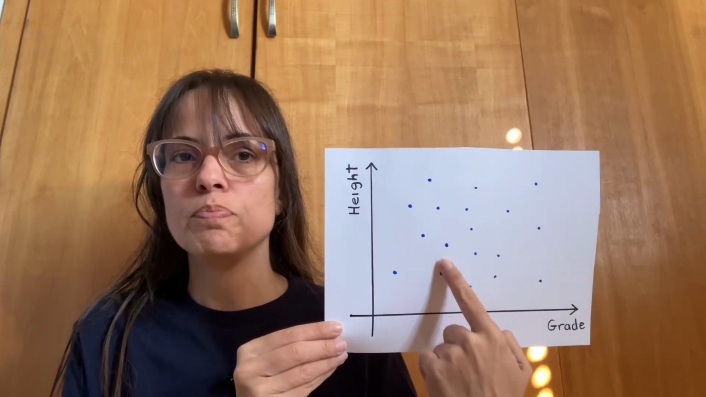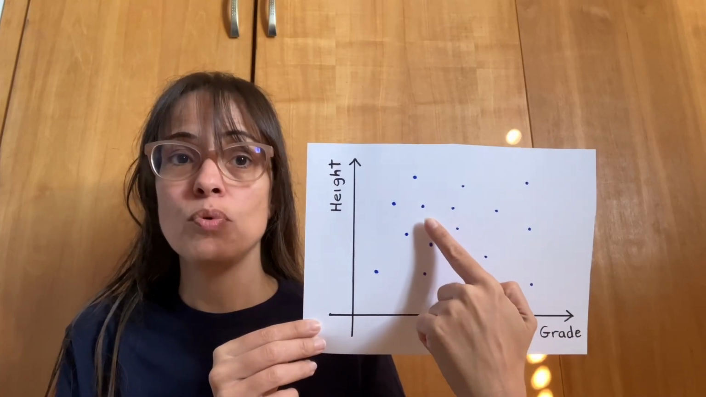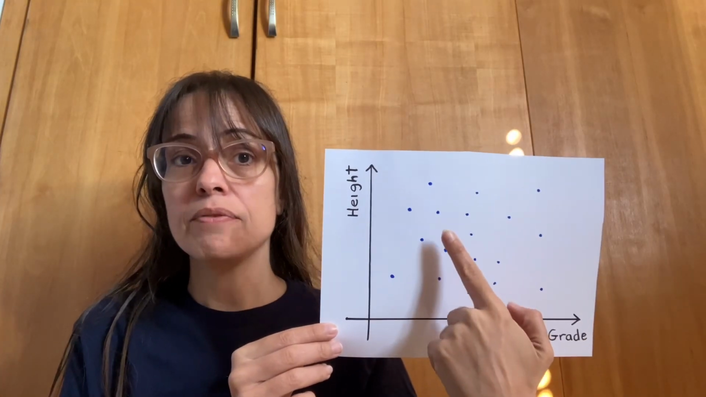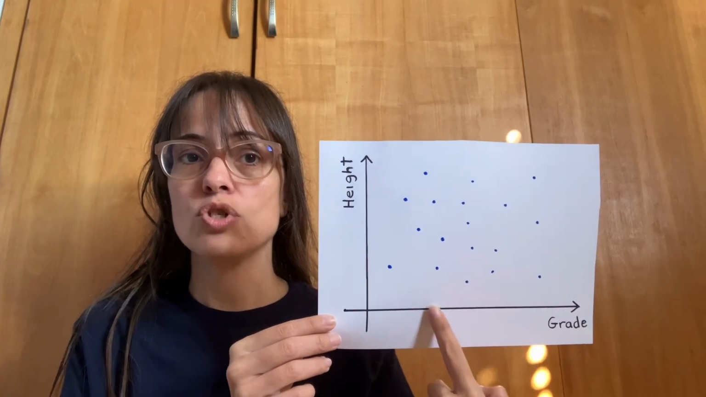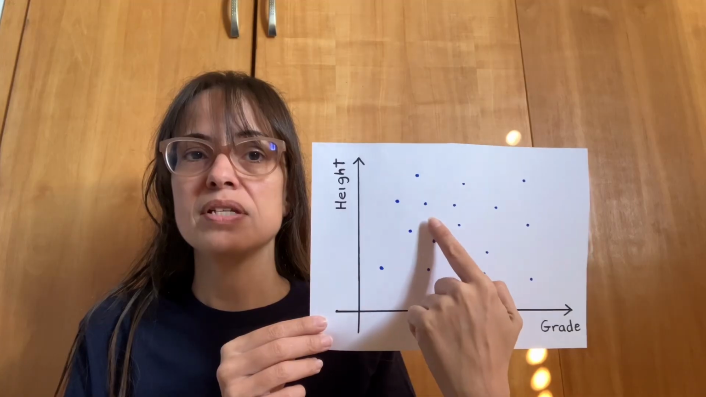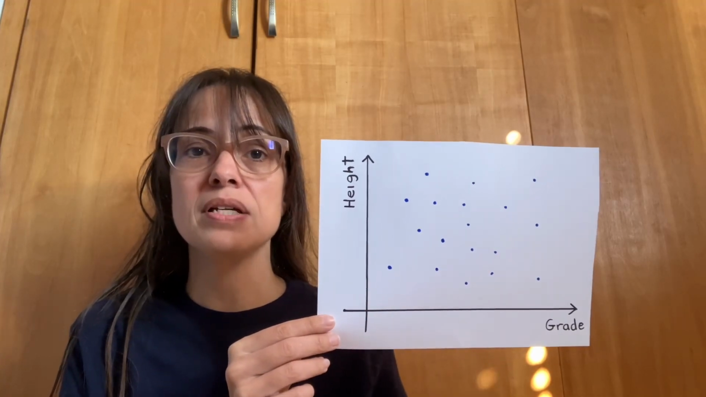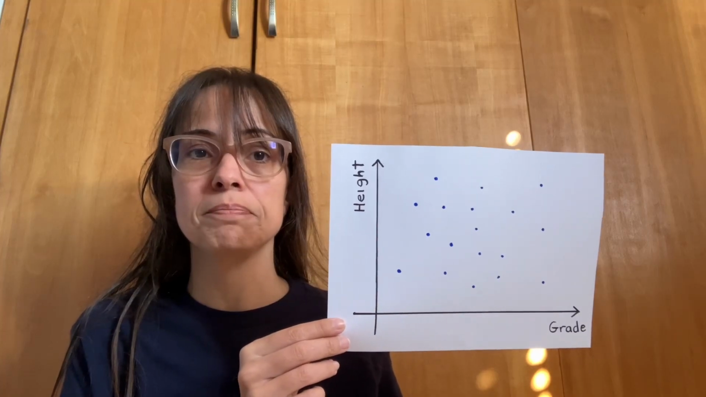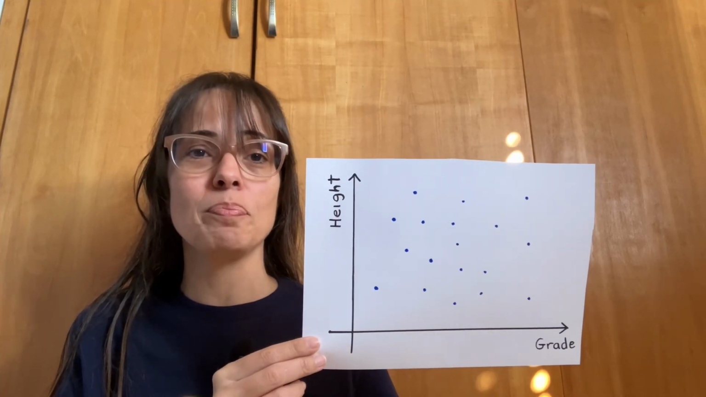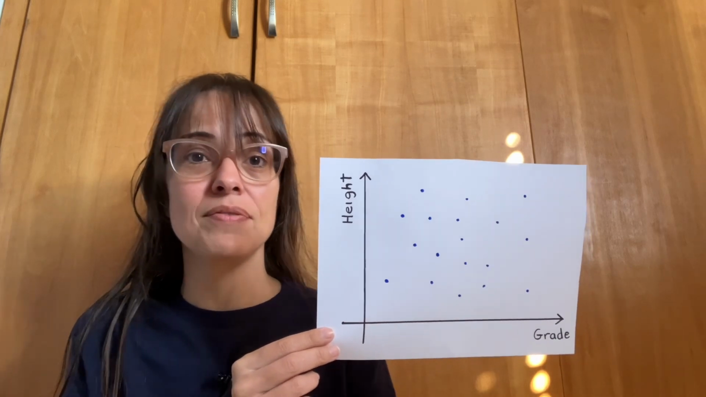So each one of these blue dots represents one of my students, and as points in the coordinate plane, they have two coordinates. Their horizontal coordinate is representing the grade that they got on the test, while at the same time, the vertical coordinate of the same point is representing how tall this person is. It looks like the points are all over the place because they are. There is no connection between people's height and their grades.